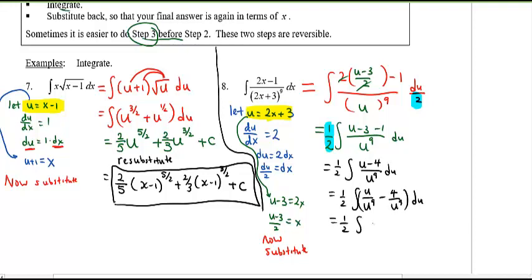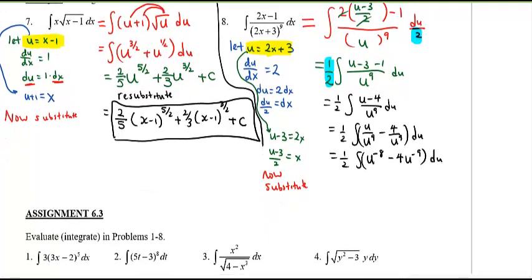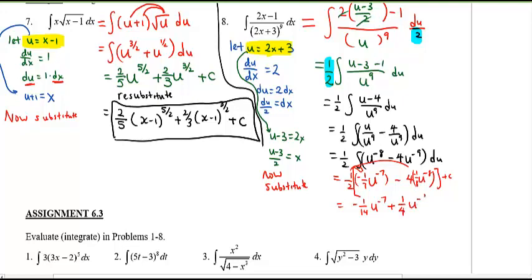I can simplify that to just u to the negative 8, and here I have minus 4 u to the negative 9 du. And now finally, let's do some antiderivatives. Let's use red. U to the negative 7, 1 seventh with a negative sign. I better put a big bracket right here. Minus 4, that's u to the negative 8 with a negative 1 over 8 in front. And then plus c. If I distribute the 1 half in as well, that becomes negative 1 over 14 u to the negative 7. 1 half times 4 is 2. 2 times 1 eighth, that's 1 quarter. This is positive 1 quarter u to the negative 8 plus c.